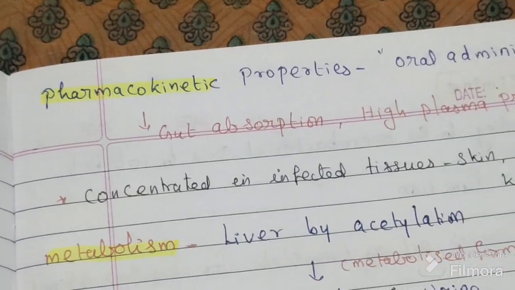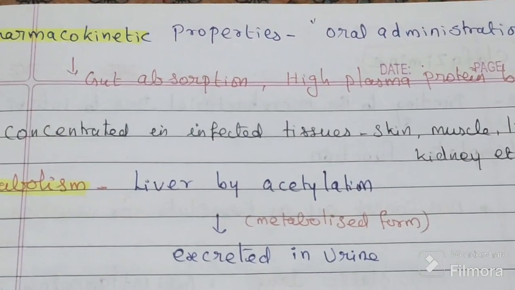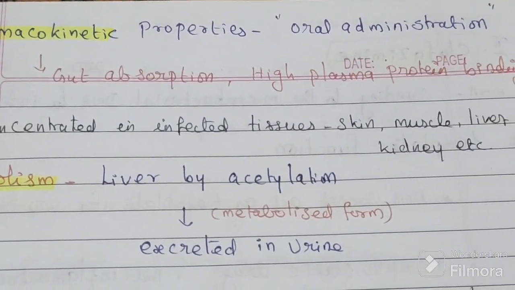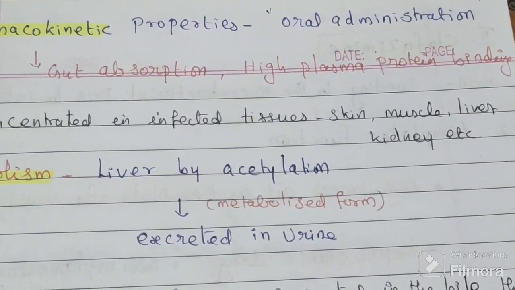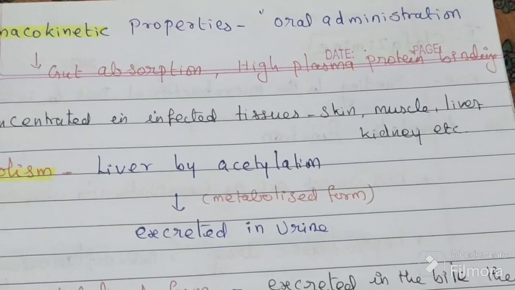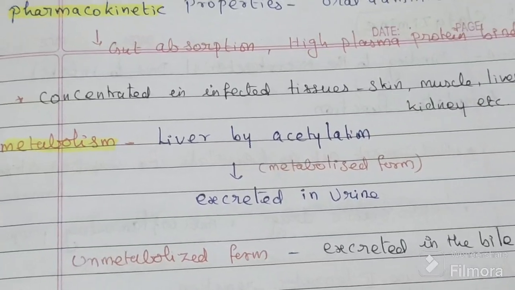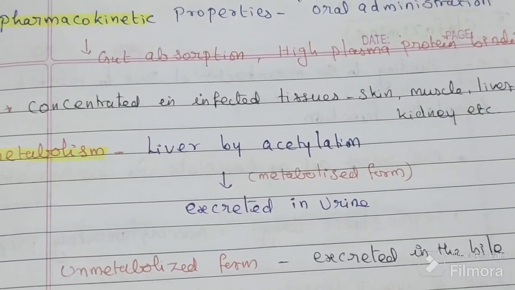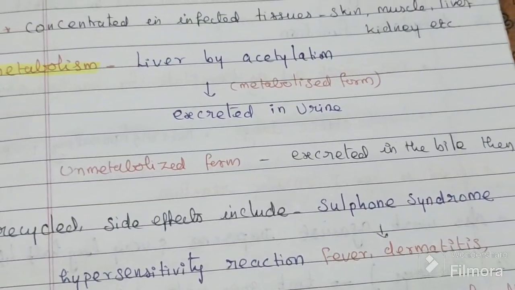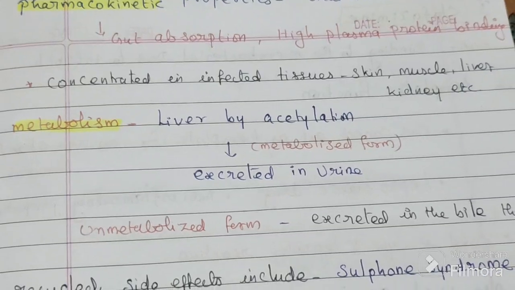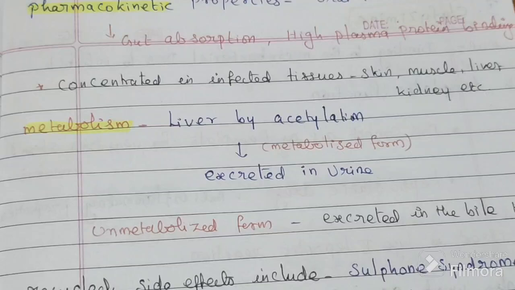The pharmacokinetic properties include oral administration, gut absorption, high plasma protein binding, and it is concentrated in infected tissue, that is skin, muscle, liver, kidney, etc. Its metabolism is in the liver by acetylation, and the metabolized form is excreted in the urine, while the unmetabolized form is excreted in bile, which is then recycled.